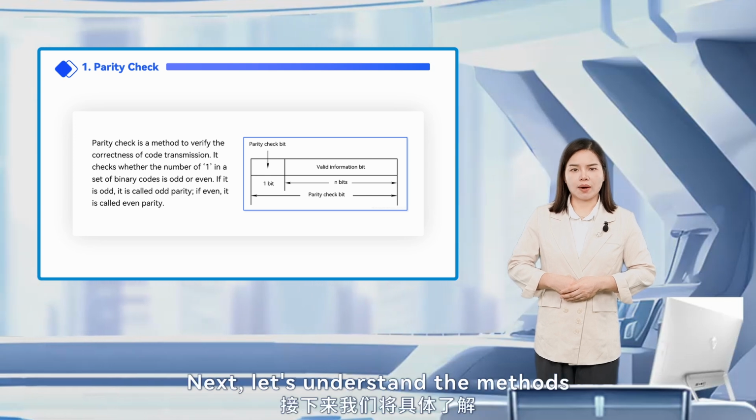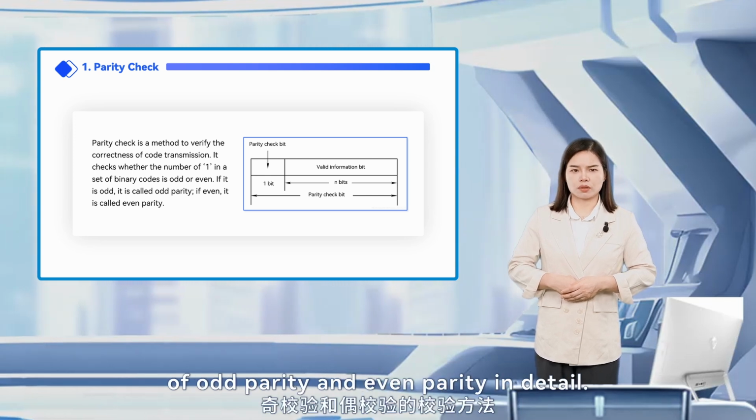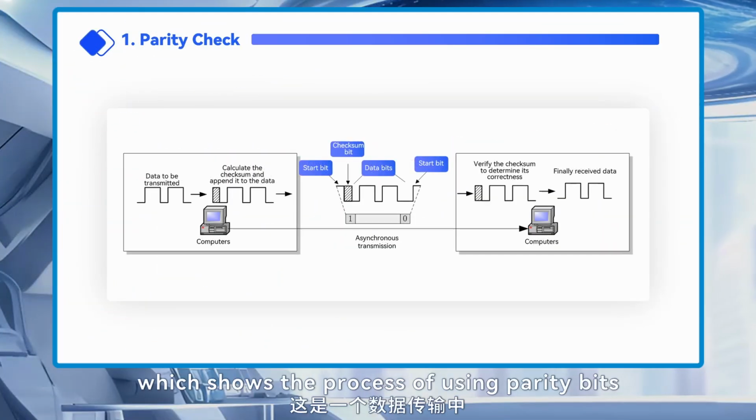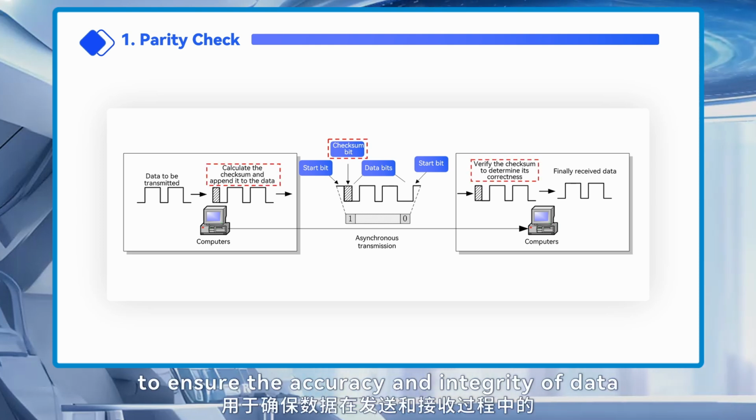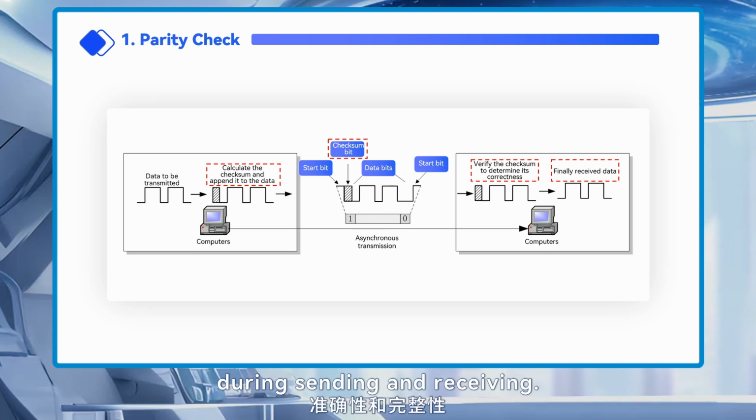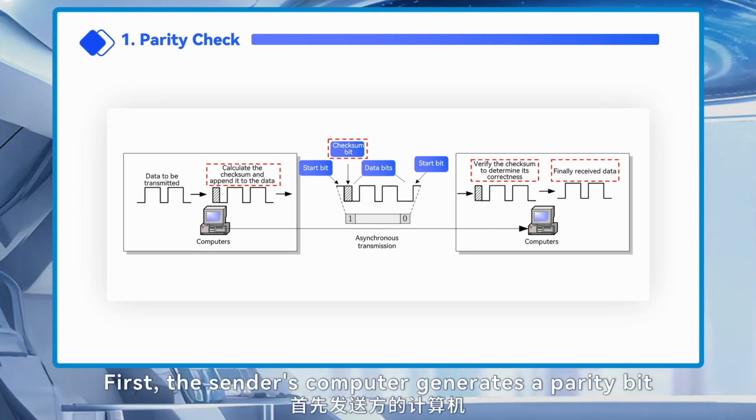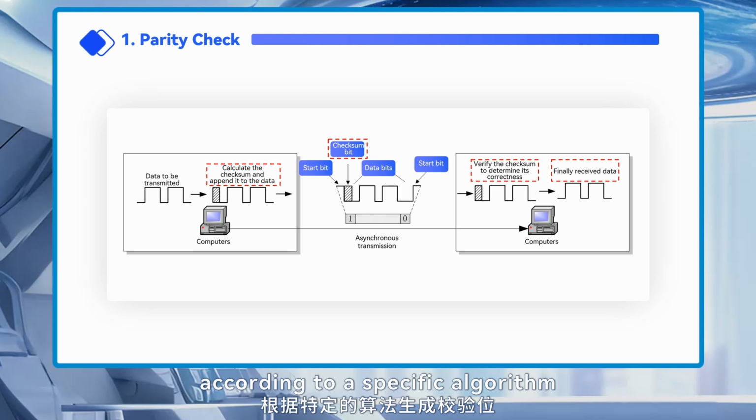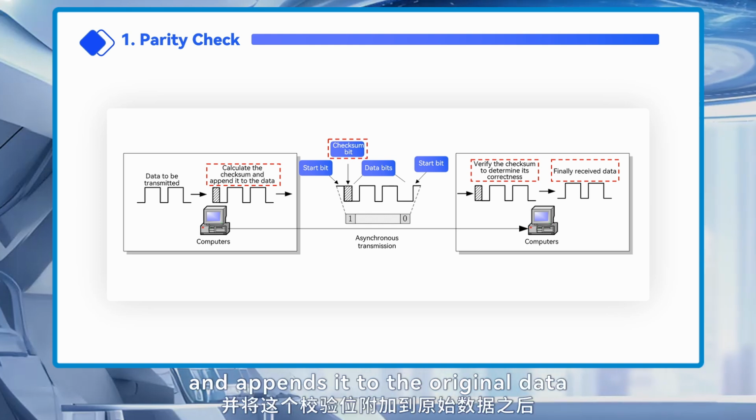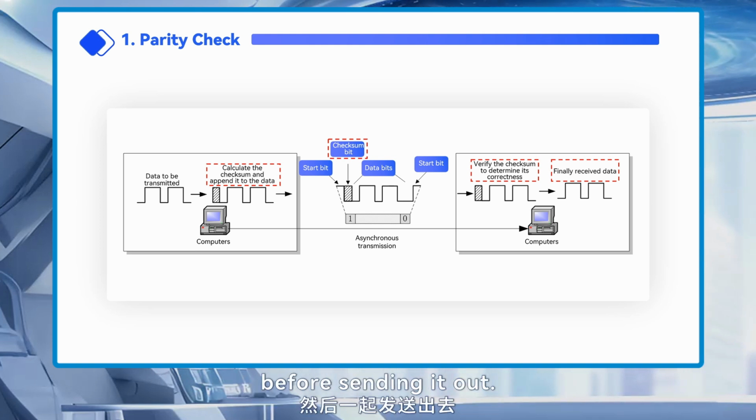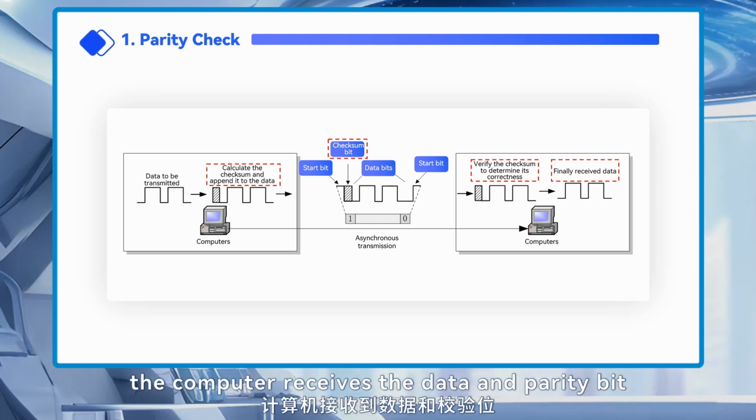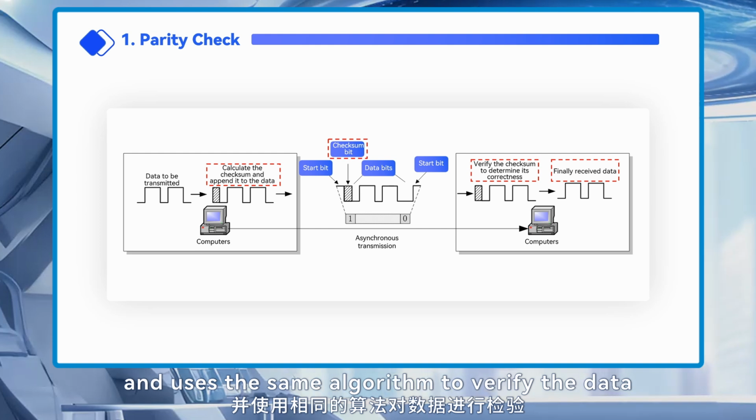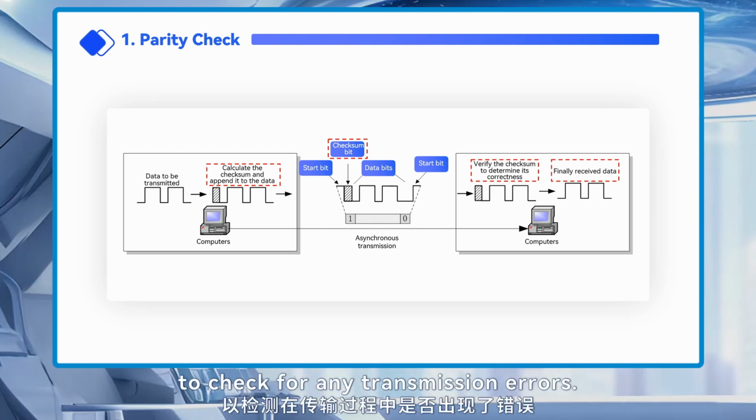Next, let's understand the methods of odd parity and even parity in detail. Look at the image, which shows the process of using parity bits in data transmission to ensure the accuracy and integrity of data during sending and receiving. First, the sender's computer generates a parity bit according to a specific algorithm and appends it to the original data before sending it out. At the receiving end, the computer receives the data and parity bit and uses the same algorithm to verify the data to check for any transmission errors.